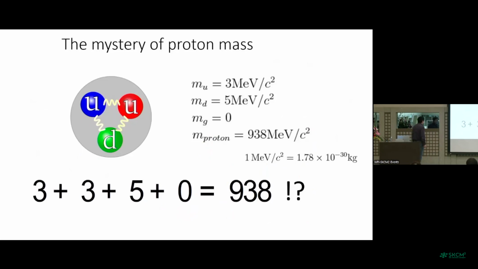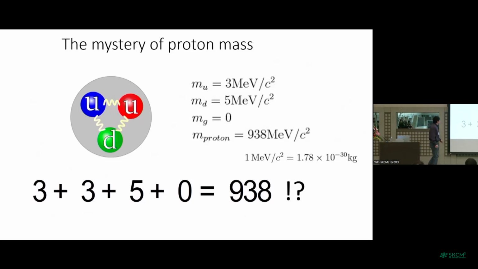And something very weird, something very interesting happens here. So there's the mass of the proton. The mass of the proton is known. This is 938 MeV in these funny units. It's 10 to the minus 30 kilograms.